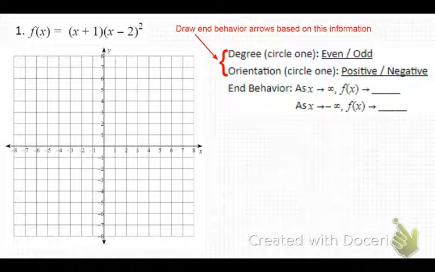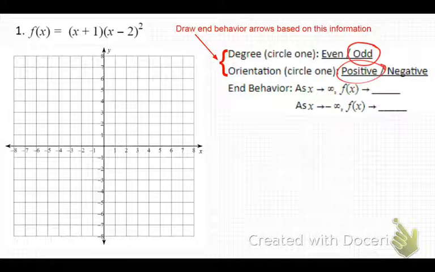So our degree for number 1, is that going to be even or odd? Why is it odd? It's a cubic, yes, so it is odd. So we're going to circle odd. And then for positive or negative, we're going to look out at the front right here. Do I have a sign right there? No, so what does that mean it is? It is positive. What would it be if it was negative? There would be a negative sign there, okay?